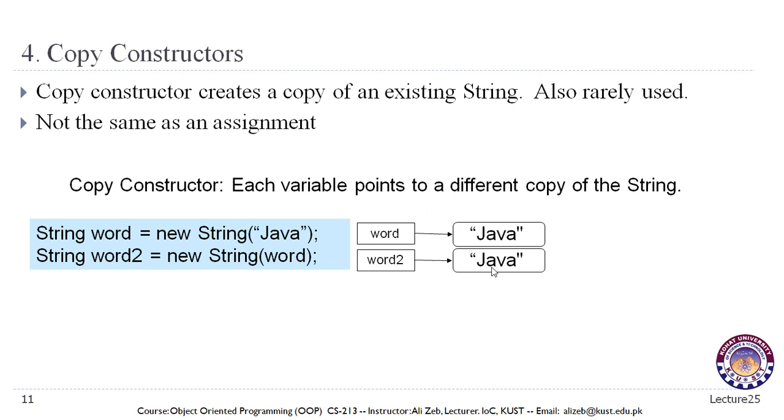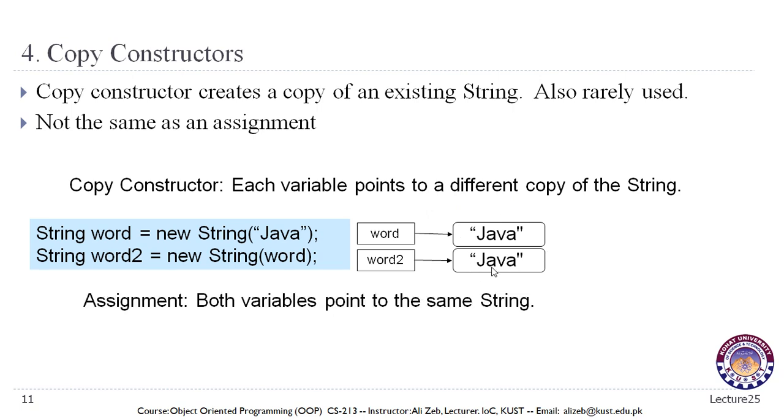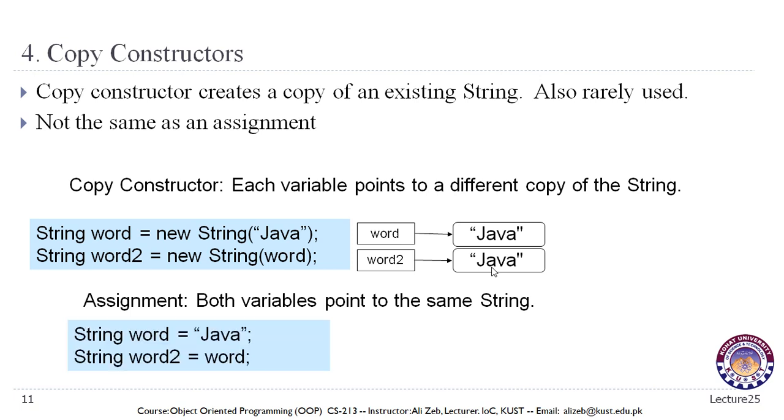In this case, as we can see, assignment, both variables point to the same string, so the assignment is different than the copy constructor. In this case, we are assigning to the same string if you use it like this, but if you use the copy constructor, and we do not usually use this method, we would prefer to use this method. In this case, it is pointing to two different copies of the string, so we can say that these are two different strings.